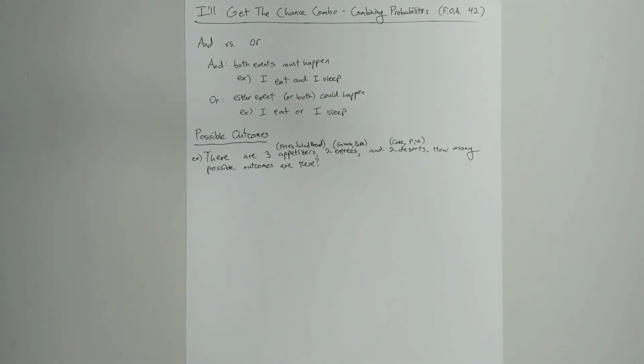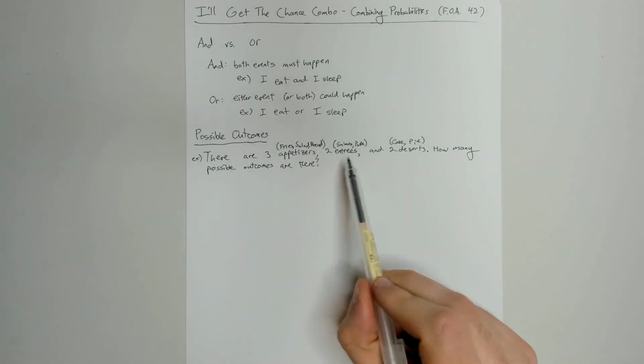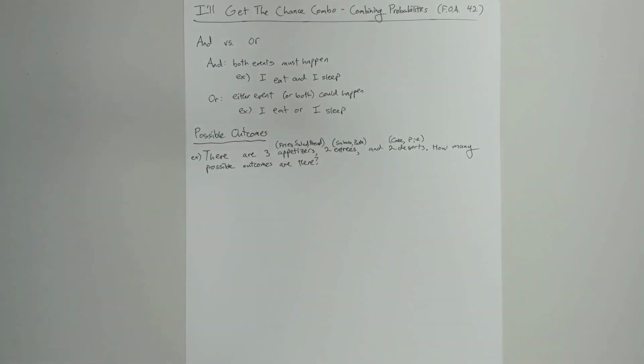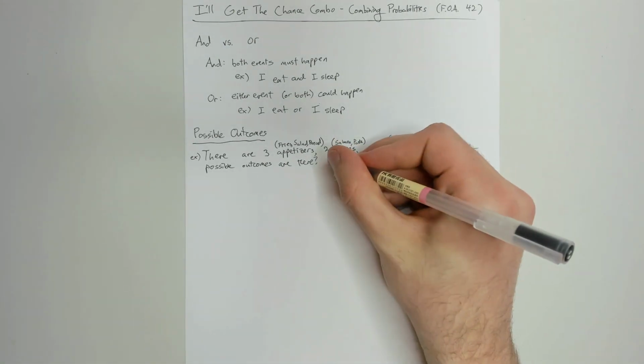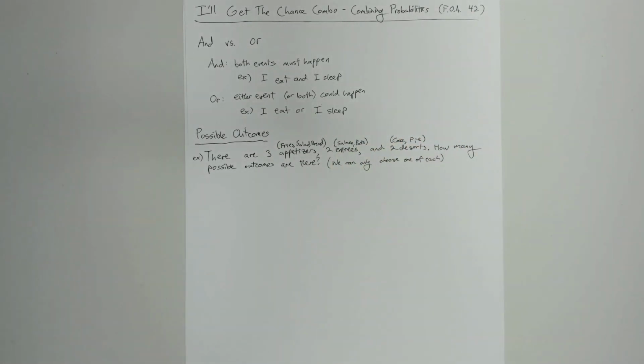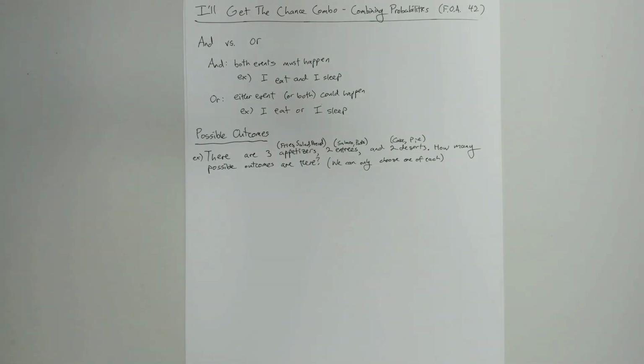All right, so let's say I'm at a restaurant and there are 3 appetizers: fries, salad, or bread; 2 entrees: salmon and pasta; and 2 desserts: cake or pie. So how many possible outcomes are there? And this is if we can only choose one of each. Yeah, so how many outcomes? How many possible meals could we have? It's made up of 1 appetizer, 1 entree, and 1 dessert.